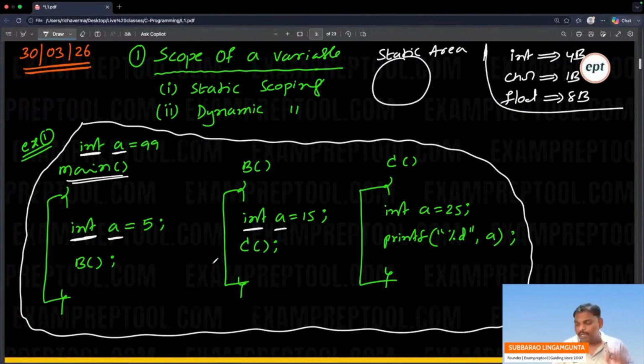So what is the topic name? Scope of a variable. How many topics are there inside? Static scoping, dynamic scoping. Next one, what exactly is that topic? Let me give one example. I have written one example, and I'm explaining.